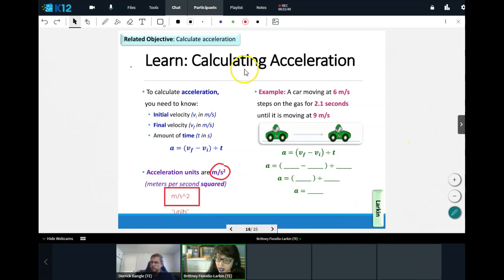Okay, excellent. Let's go ahead and actually try an example out. So we have a car moving at 6 meters per second, and it steps on the gas for 2.1 seconds until it's moving at 9 meters per second. Let's go ahead and annotate together. So 6 meters per second, what is that? Take a look over here. We said meters per second is a what? A velocity, a time, or an acceleration? Meters per second, no number 2. So take a look here. Is that a velocity, a time, or an acceleration?